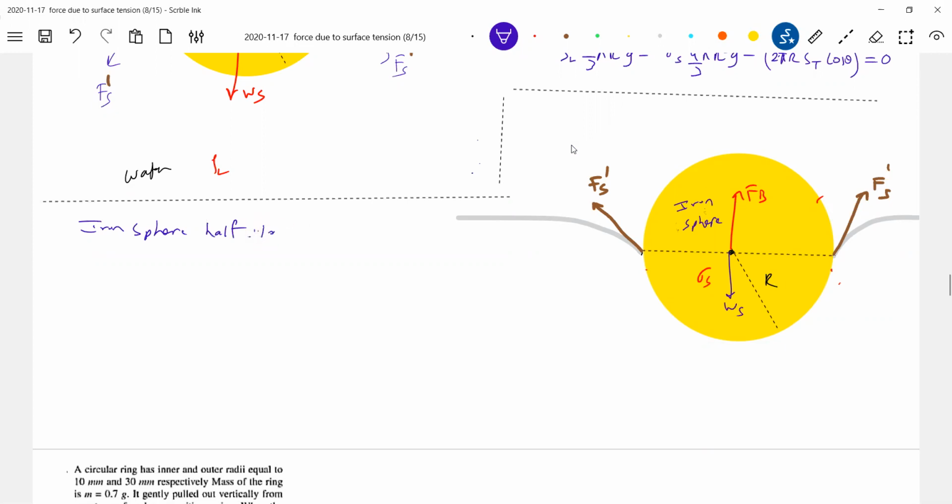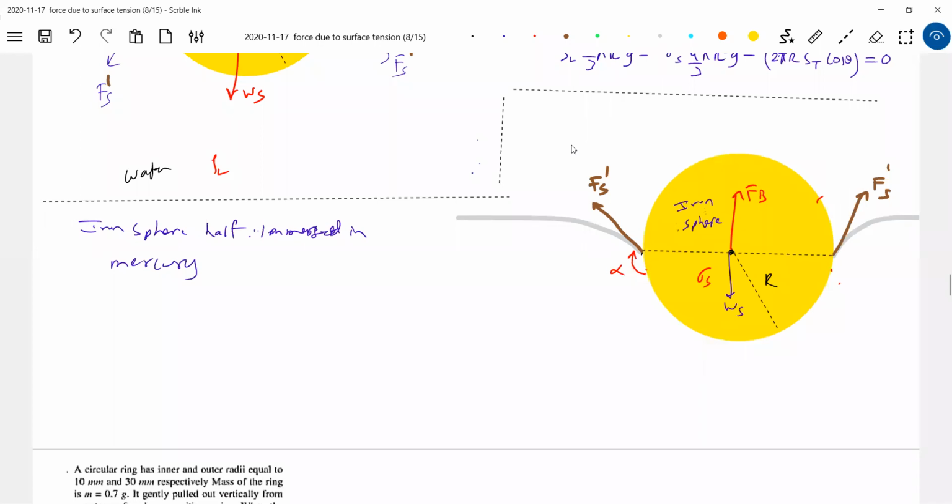Here the iron sphere is immersed in mercury. What is the angle of contact? I'll call it alpha, because we are using theta every time. So how do you define the angle of contact? It is the angle measured between the tangent inside the liquid and the solid. This is a solid, this is a liquid. I'll draw a tangent in the liquid. This is the angle of contact here.